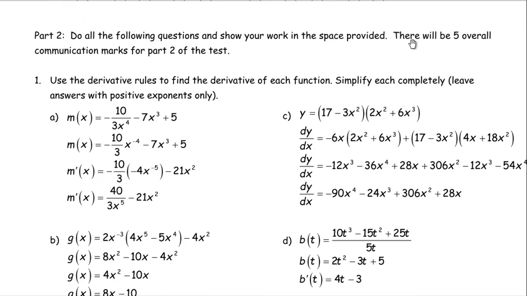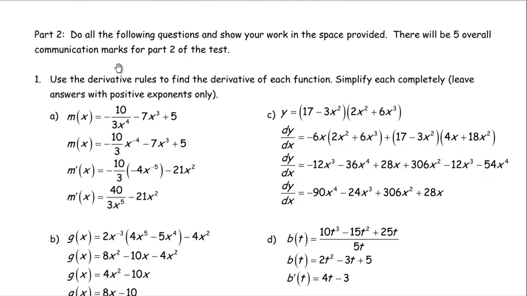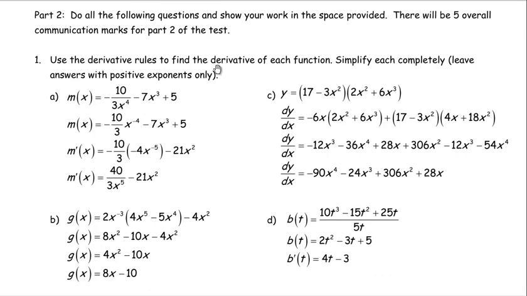On to part 2, and a little note here, on the actual test there will be 5 overall communication marks for part 2 of the test. That's for showing proper mathematical form, using correct units when necessary, that kind of thing. So in part 2 here, we're asked to use the derivative rules to find the derivative of each function, and it says simplify each completely, and like the multiple choice above, leave answers with positive exponents only. And you should do radicals instead of powers too. That instruction isn't there, but that's also considered a better mathematical form.